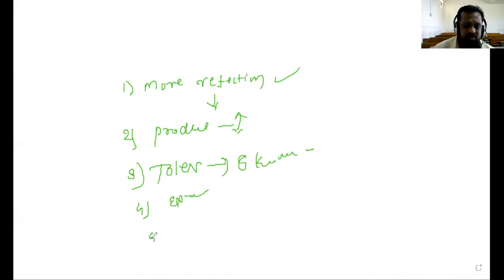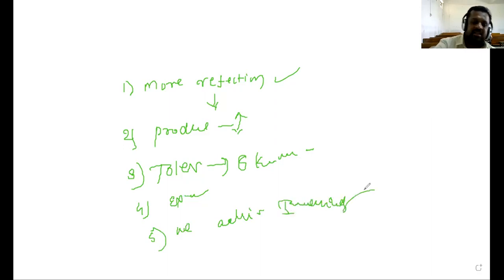And the most important point is, due to the tolerances, we can achieve interchangeability. These are the basic advantages of providing the tolerances. So, understood? Yes, sir.